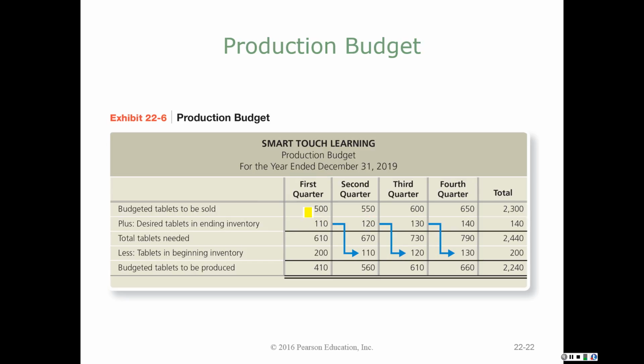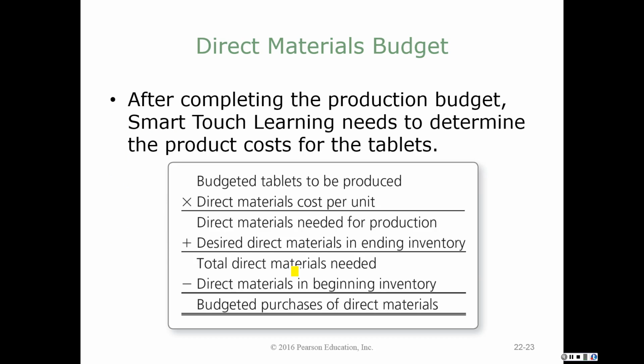So if I know I'm going to sell 500 in the first quarter, add to that what you want to leave in ending inventory. I need at least 610 units. If I had 200 already in beginning inventory, then I only need to produce 410. And if you'll notice, everything that I leave in ending inventory at the end of one quarter ends up being beginning inventory in the next quarter. All right, so now that I know how many units I need to produce in each quarter, we will begin with the first cost of production, which is direct materials.